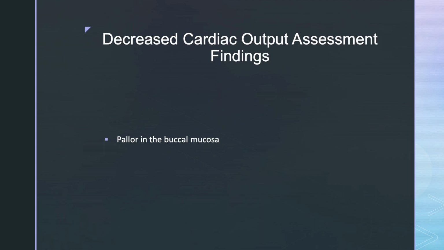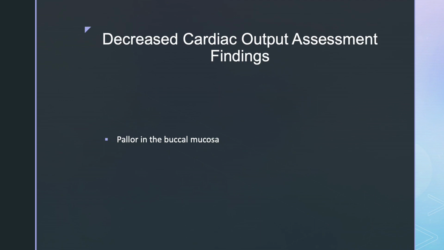What I did not mention is that you need to know that there's going to be pallor in the buccal mucosa. So when we do our assessment, we need to check the buccal mucosa because that is going to indicate pallor, which is going to let us know that this could be decreased cardiac output if we've already ruled out, you know, lung issues. And again, even if it is a lung issue, what is that more than likely related to?